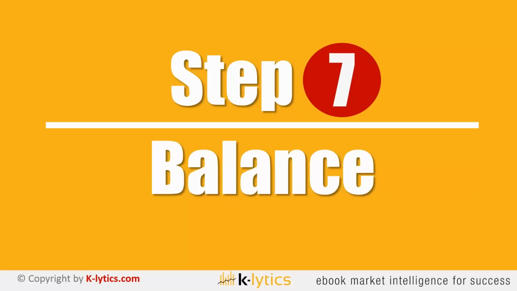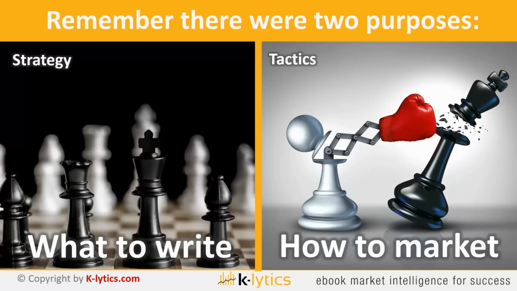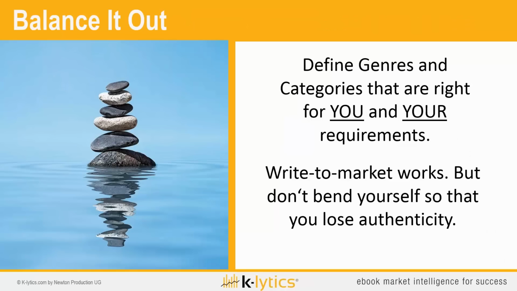And the last step is balancing all these things, right? So remember, we had 2 purposes. One is what to write, so you can look at categories from a strategic point of view, or it can be how to market. So in what tactical categories shall I put it? But this last step is you then have to balance it all out.